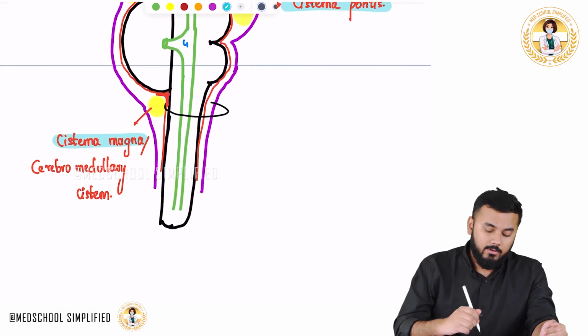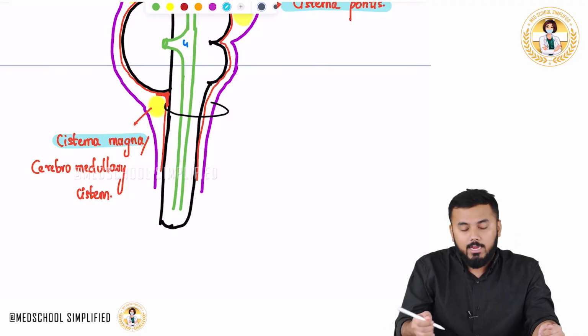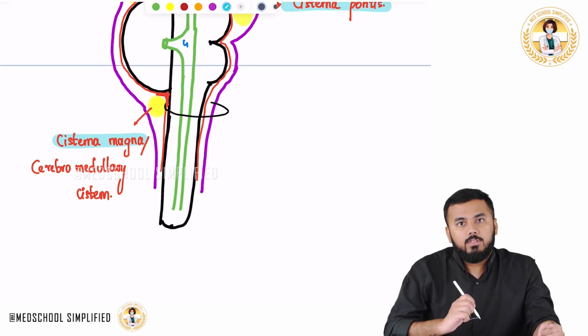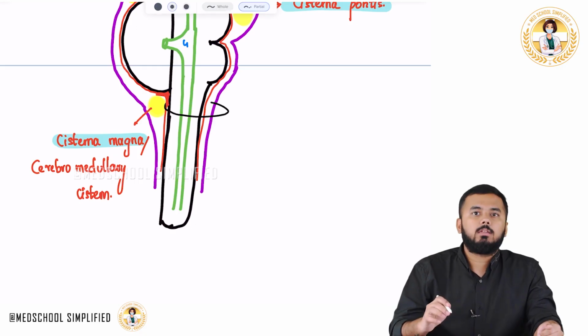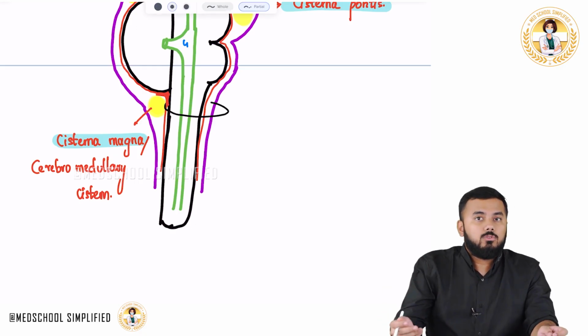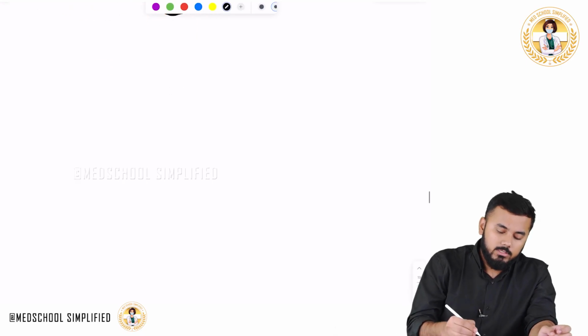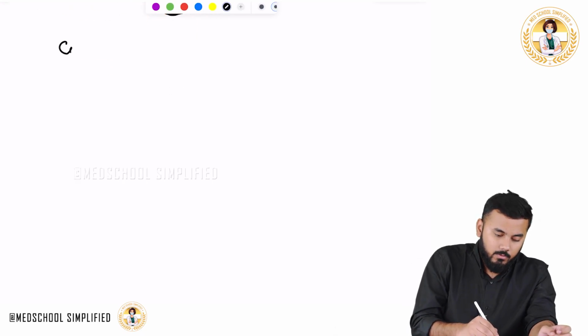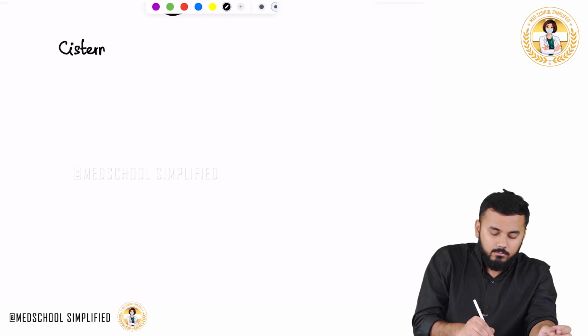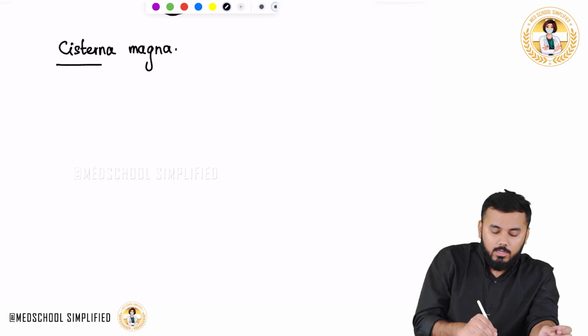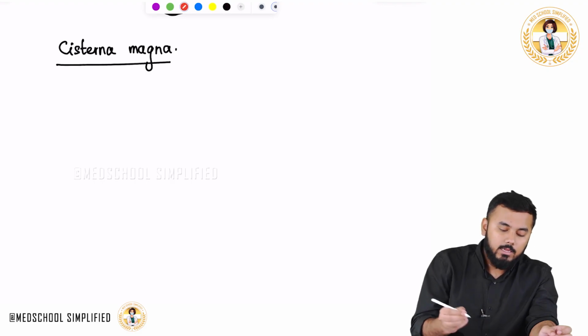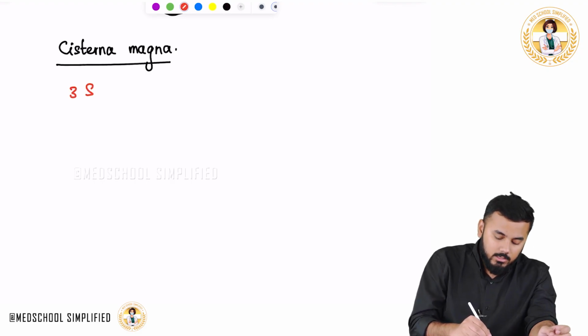Within this cisterna magna, this space is very important because it has arteries and it has nerves also. So what are the nerves located within this cisterna magna, what are the arteries, and if there are any veins, we will discuss all of them. First, let us put down the heading: cisterna magna.